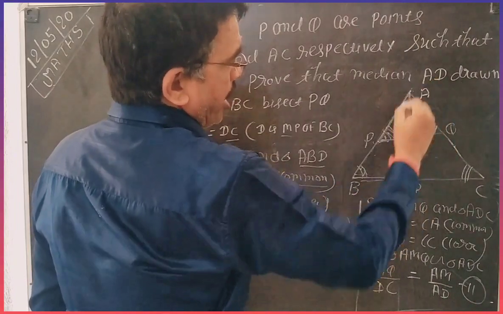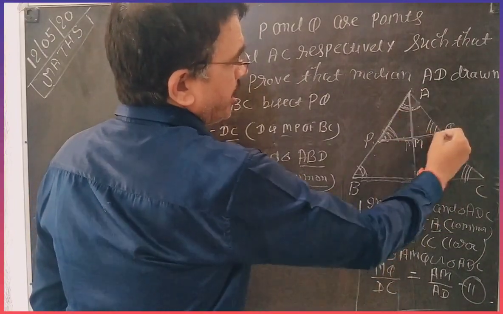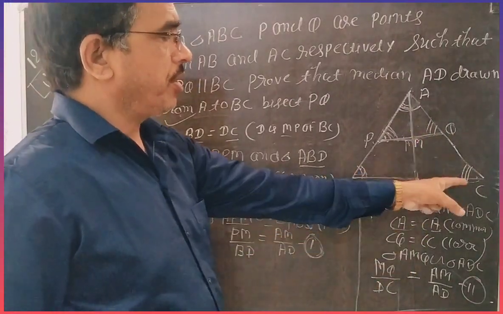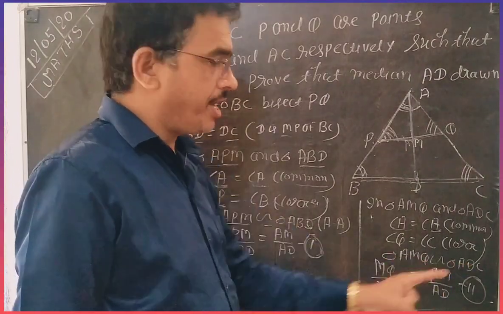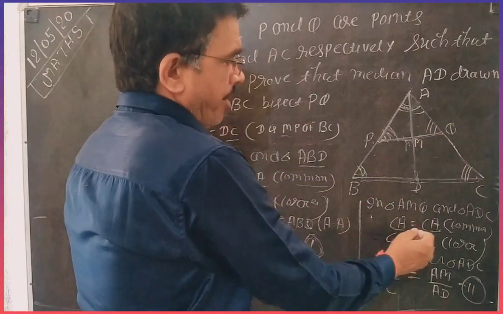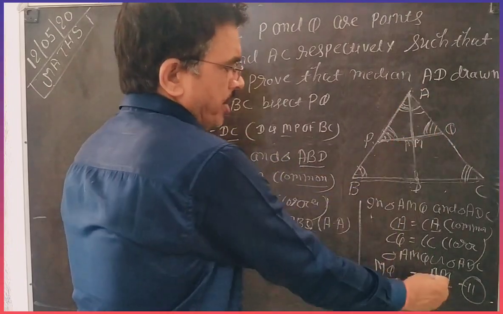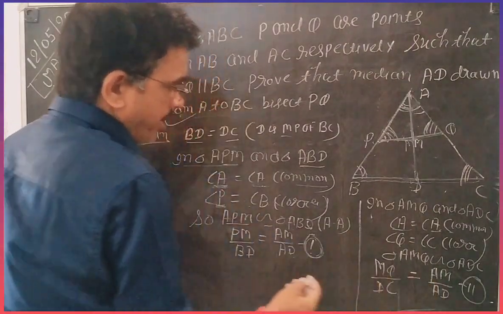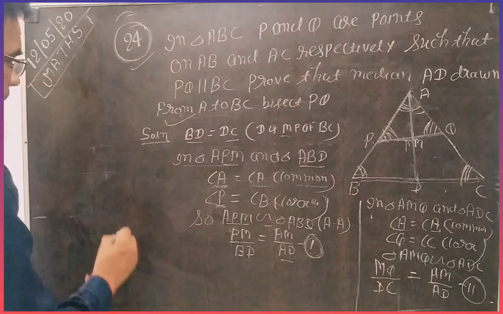Similarly, take triangle AMQ and triangle ADC. A is equal to A because it is common in both triangles. Q is equal to C. These are corresponding angles. So triangle AMQ is similar to triangle ADC. Hence, opposite of A is MQ and opposite of A is DC. Similarly, opposite of Q is AM and opposite of C is AD. Find out, dear student, from the first and second, the RHS is AM by AD and AM by AD. So the LHS is equal.